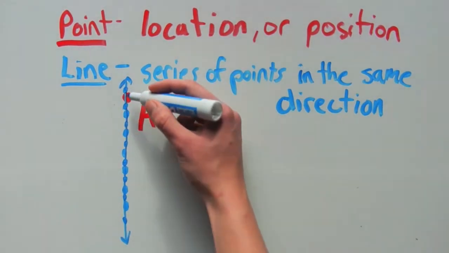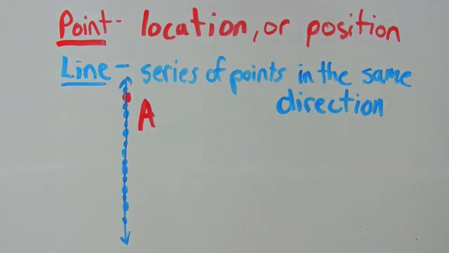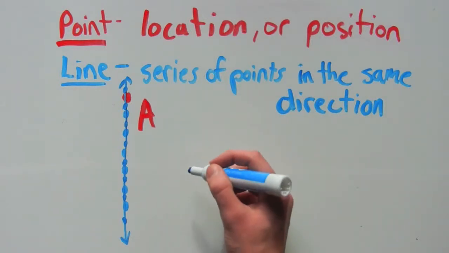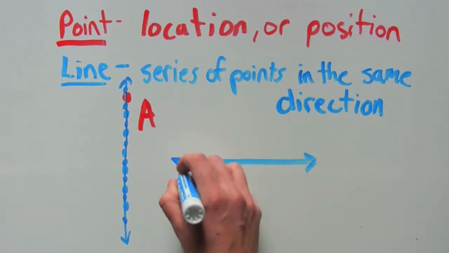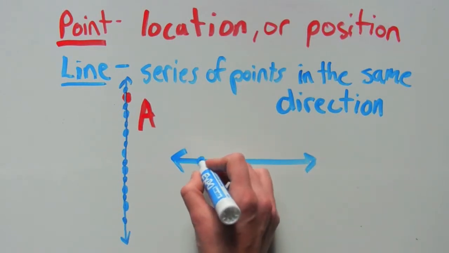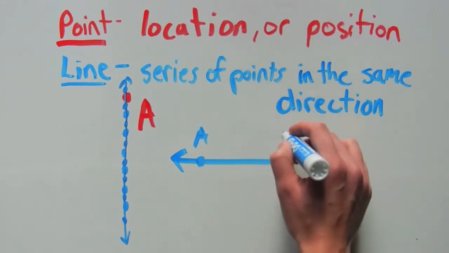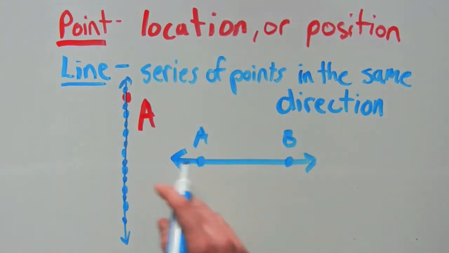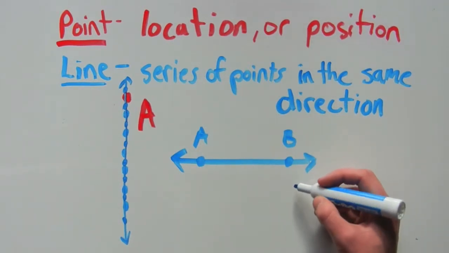The line can go continually down, or the line can go continually up. So a line represents one dimension. And a line is modeled by a straight line with 2 arrowheads that are connected between 2 points, say points A and B. And this line can be a line with a lowercase letter, such as line L.